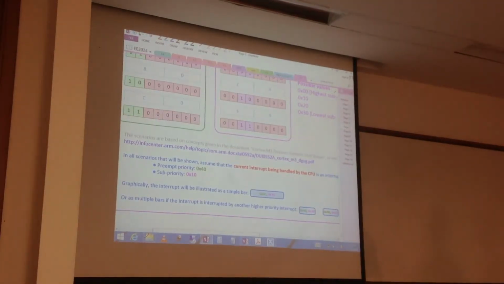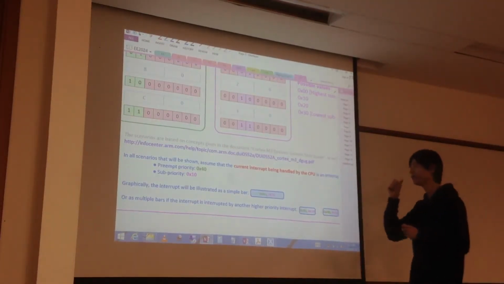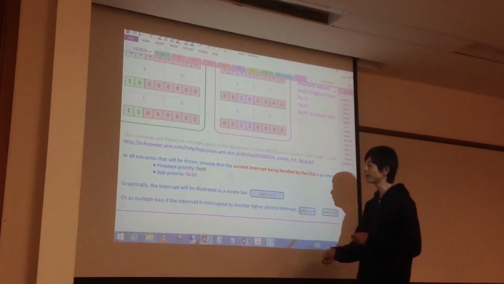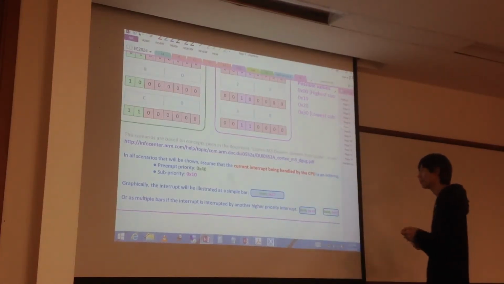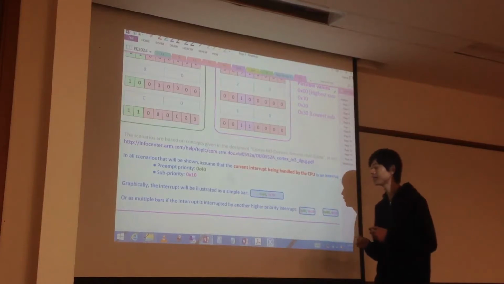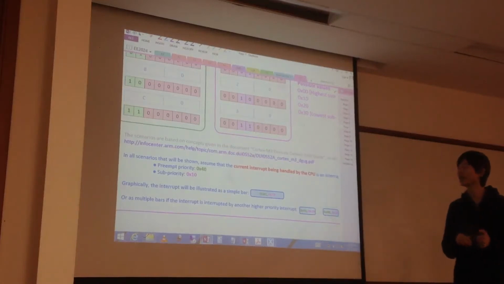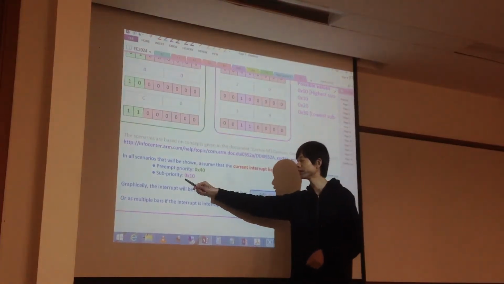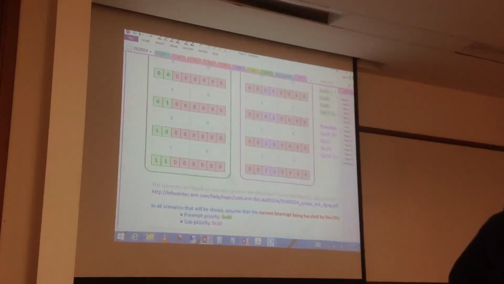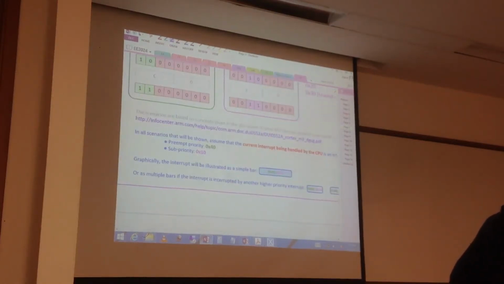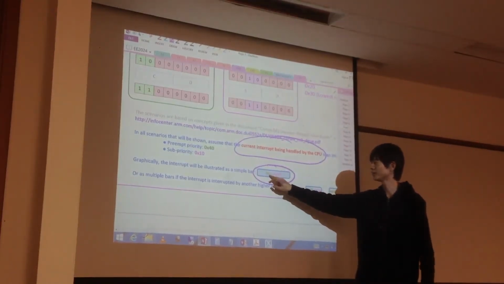Let us take a scenario. Let us say currently my processor is dealing with an interrupt. For example, maybe I'm dealing with an interrupt from maybe a USB device or maybe a switch. Let us say it is dealing with this interrupt, which happens to have a preamp of 40, sub-priority of 10. So this is a current interrupt being handled by the CPU. 40 for preamp, 10 for sub.